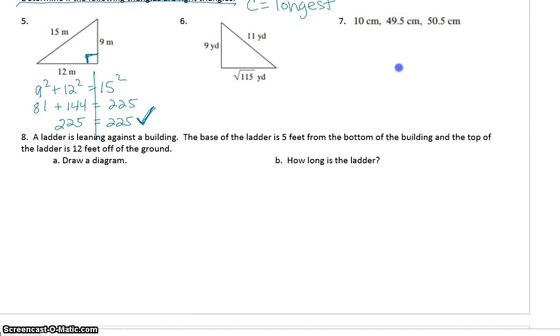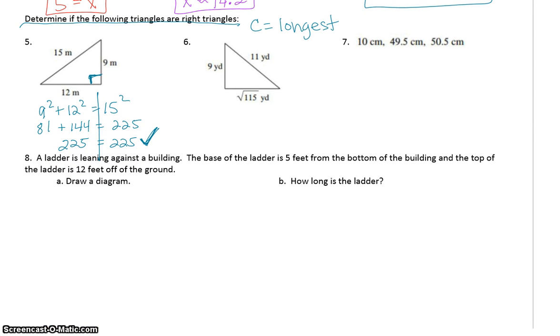All right, number 6. We have 9, 11, and the square root of 115. Well, what is the square root of 115? The square root of 115 is 10.7. Now, I'm not going to plug that in. The only reason why I need to know what that is is so that I know that 11 is my longest side. 11 is going to be my C.